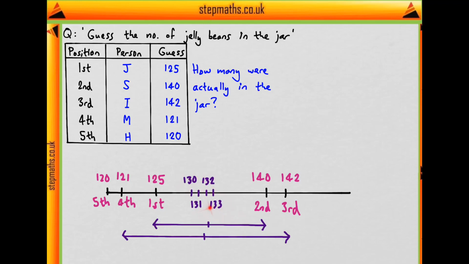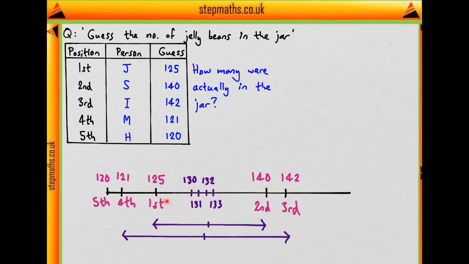So we can make some educated guesses in this range and see what the different numbers would give us. So what about 130? Now it's closer to 125 than it is to 140 as required. But what about the other requirement that we have? Well, you can see that it's 9 away from 121, but it's 12 away from 142. So it can't be 130.